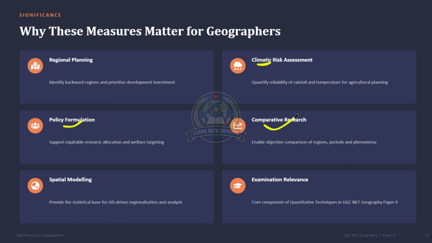Comparative research: enable objective comparison of regions, periods, and phenomena. Spatial modeling: provide a statistical base for GIS-driven regionalization and analysis. Examination elements: core component of quantitative techniques in the UGC NET exam, Geography, Paper 2.